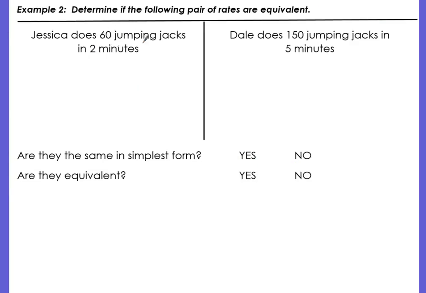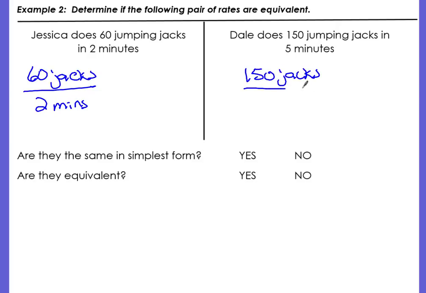Example 2. Jessica does 60 jumping jacks in 2 minutes. So here's 60 jacks. The time, as usual, will be the second part of our rate, 2 minutes. Dale does 150 jacks in 5 minutes. So here's our rate.